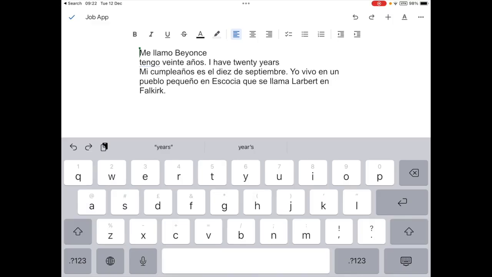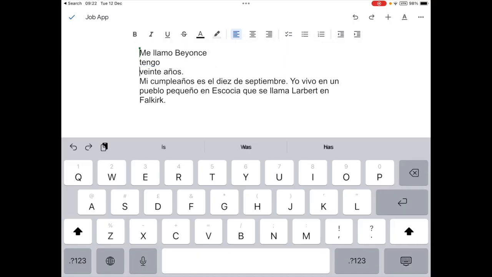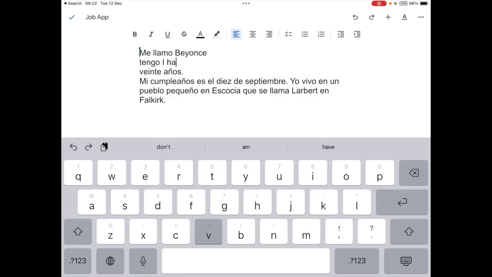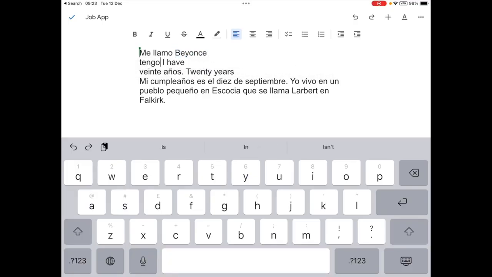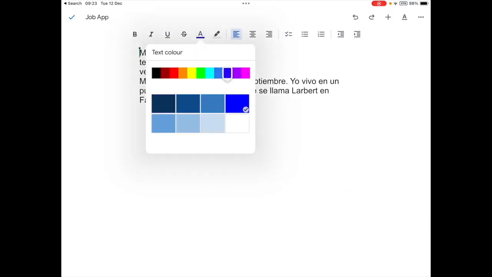But if this was more complicated language and you needed to split it up further, you could break it up by having your tengo first. I have. 20 years. And you can see, maybe you want to highlight that or change the colour of it so that your English is really clear.